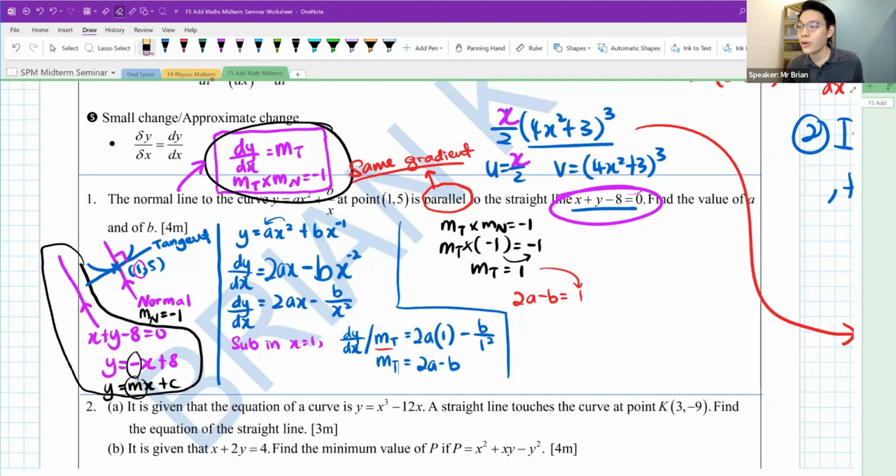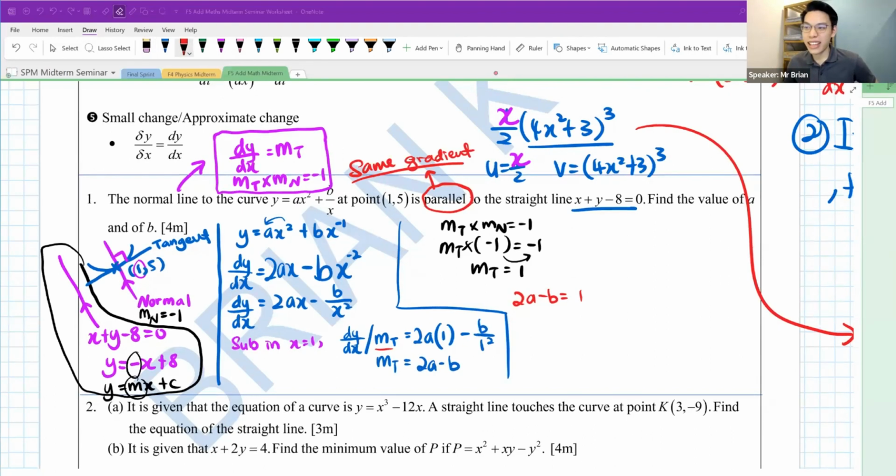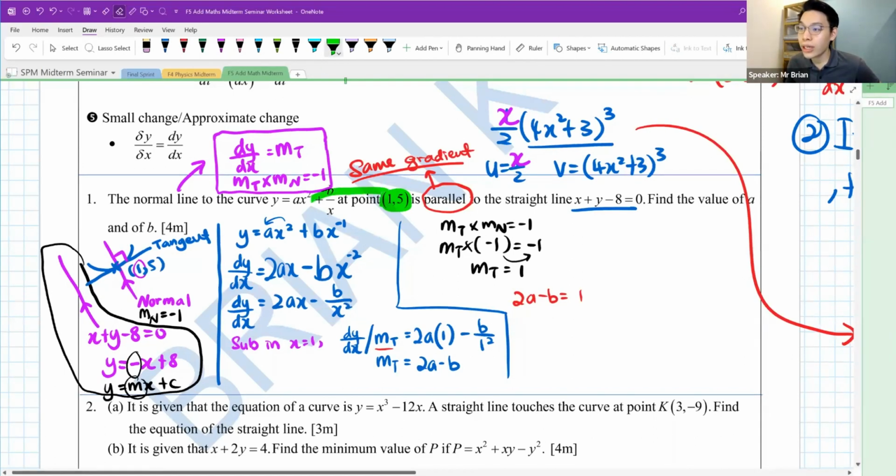We are still a bit stuck here because I want to find the values of a and b, but then I only get this. What else can we do, guys? What else can we do? Yes, very good. Can I sub in the point, this coordinate, into the curve?